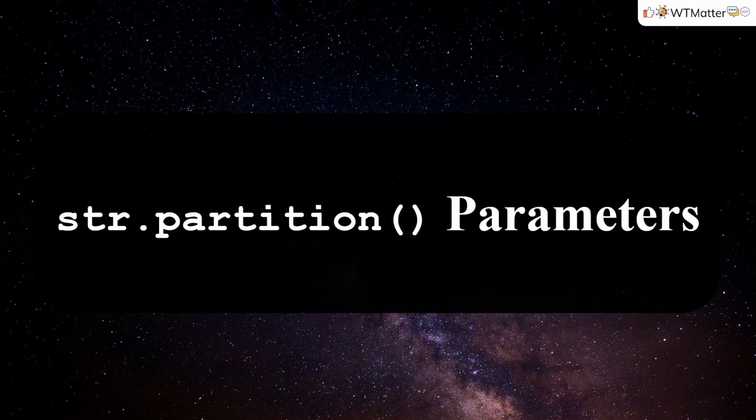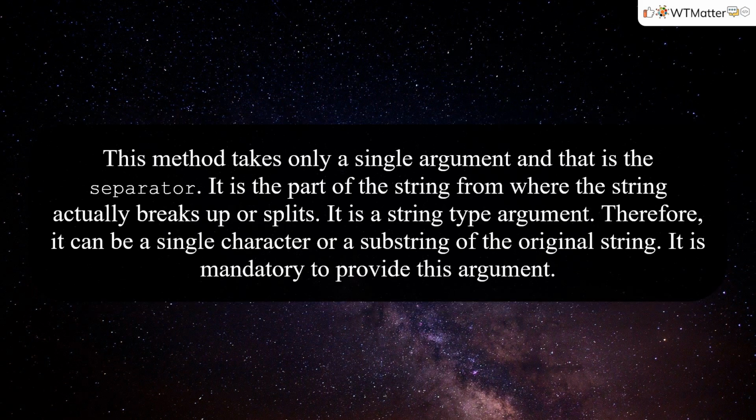str.partition parameters. This method takes only a single argument, and that is the separator. It is the part of the string from where the string actually breaks up or splits. It is a string type argument. Therefore, it can be a single character or a substring of the original string. It is mandatory to provide this argument.